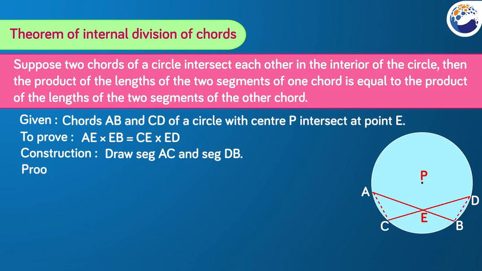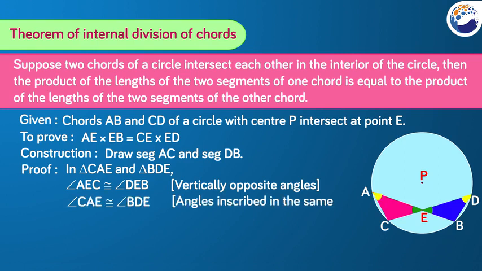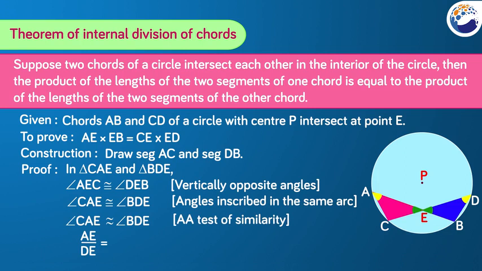Proof. In triangle CAE and triangle BDE, angle AEC is congruent to angle DEB, vertically opposite angles. Angle CAE is congruent to angle BDE, angles inscribed in the same arc. Therefore, triangle CAE is similar to triangle BDE by angle-angle test of similarity. Therefore, AE upon DE is equal to CE upon BE, corresponding sides of similar triangles. Therefore, AE into EB is equal to CE into ED.